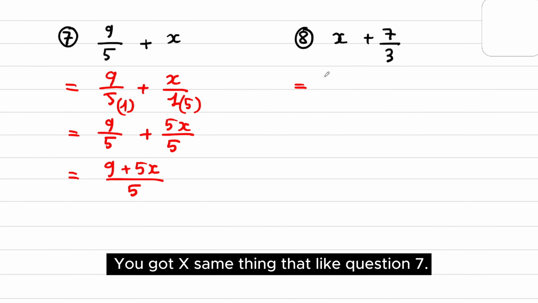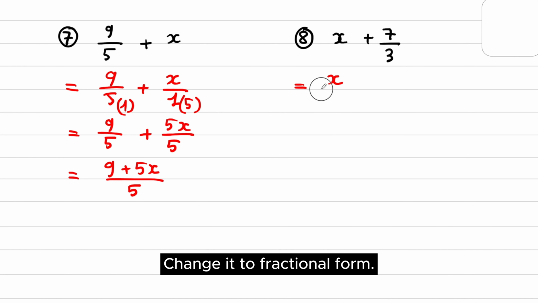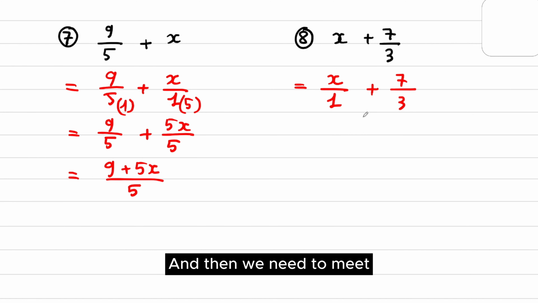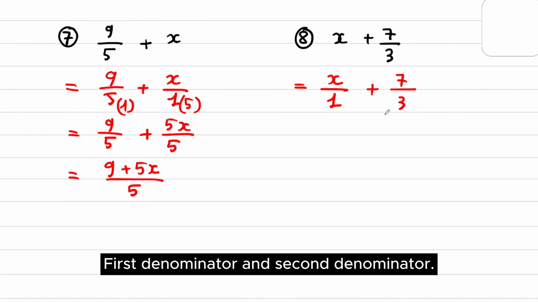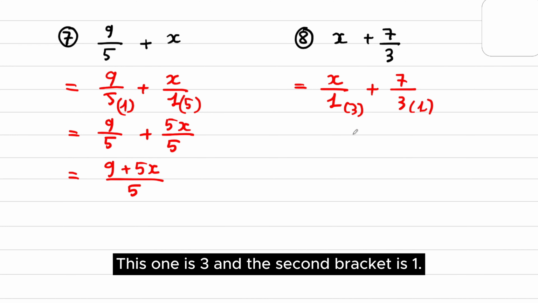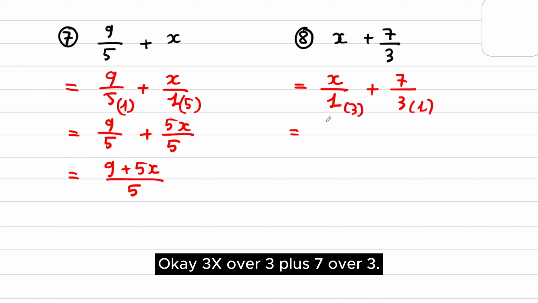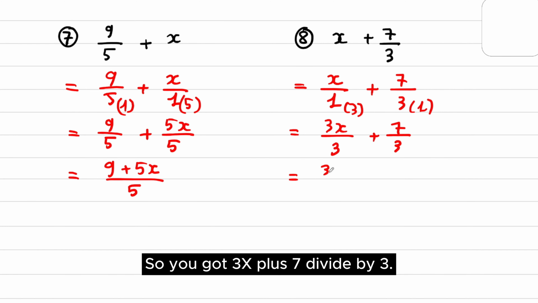Question 8. Same thing, just like question 7. Change it to fractional form, and then we determine the first denominator and the second denominator. This one is 3, and the second bracket is 1. Okay, 3x over 3 plus 7 over 3. So you get 3x plus 7 divided by 3.